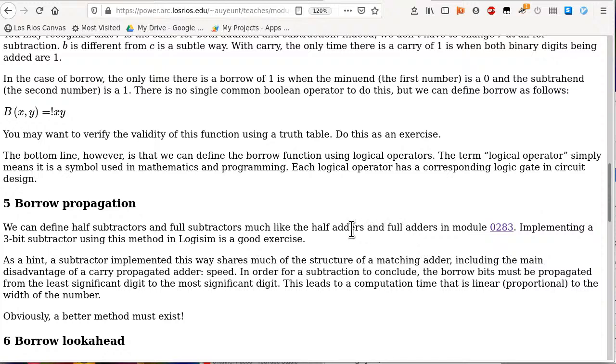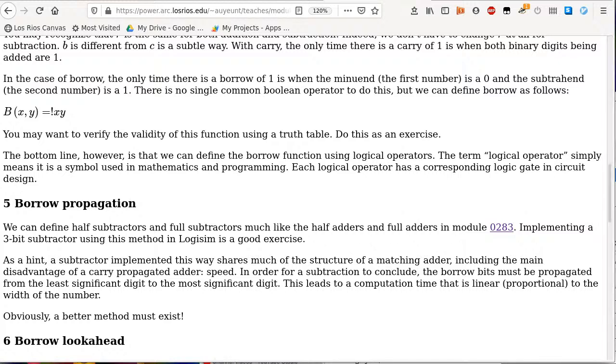I kept referring to the wrong term. The half subtractor and the full subtractor actually have exactly the same topology, the way they are interconnected is exactly the same. The only difference is that to compute the borrow, we first have to negate the x. Okay, so section 5 is fairly easy to implement.